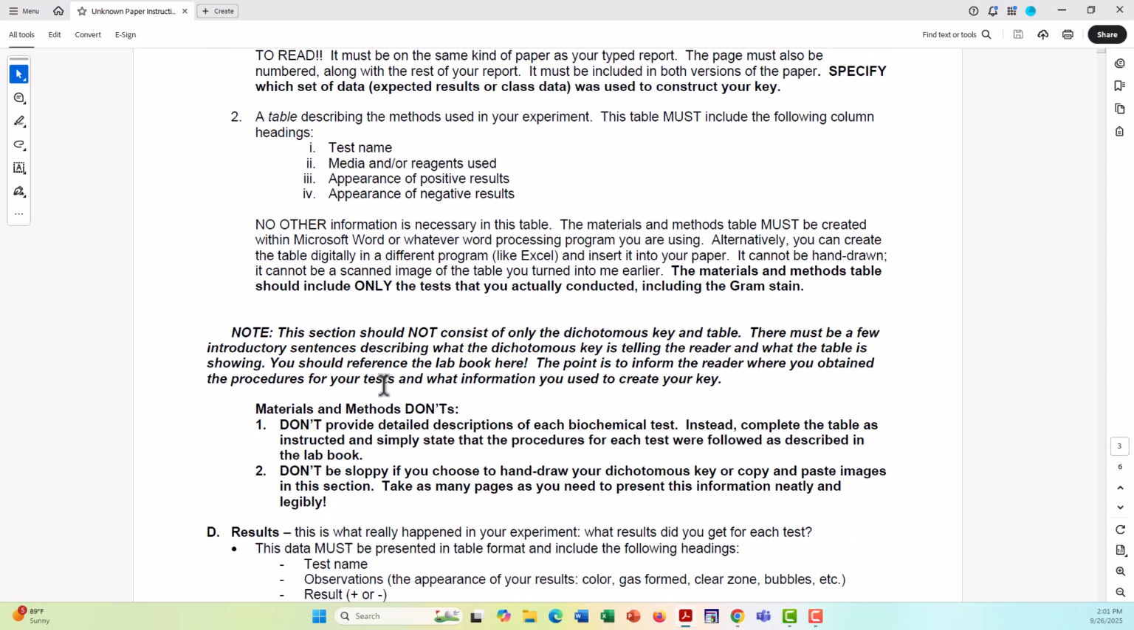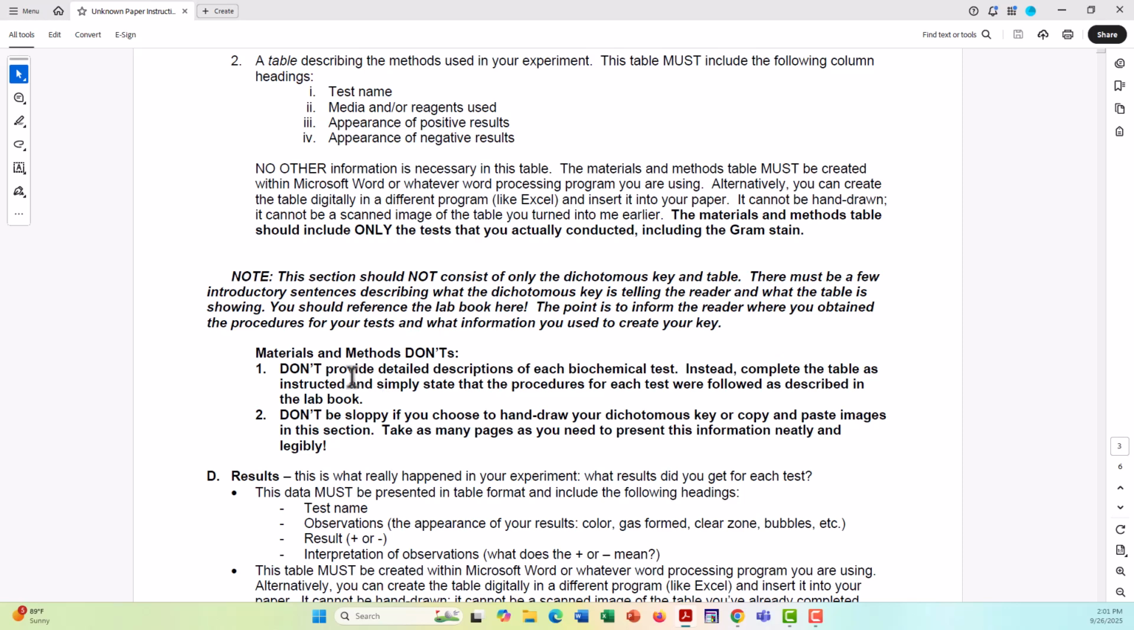Now, this is what I don't want. Again, I said this earlier. Don't give me detailed descriptions of each test. I don't need you to rewrite the procedure for each test. That's ridiculous when you can just reference the lab book and then I can go look at that lab book and look at the procedures of that test. I don't want you to rewrite the procedures. I just want the information in the table.